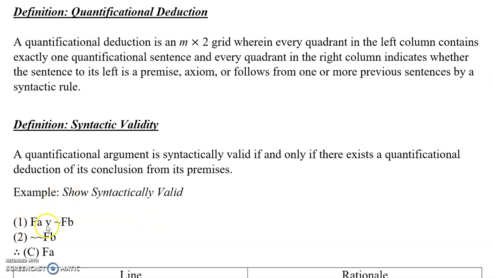Okay, so here we have an example. We've got an argument here. It's valid, and your object is to show that it's syntactically valid. Notice it's a quantificational style sentence as defined in Chapter 4. So, you've got FA or not FB, that's a premise. Not FB, that's a premise. And the conclusion is that FA is true.